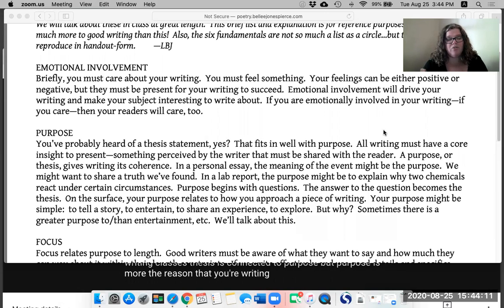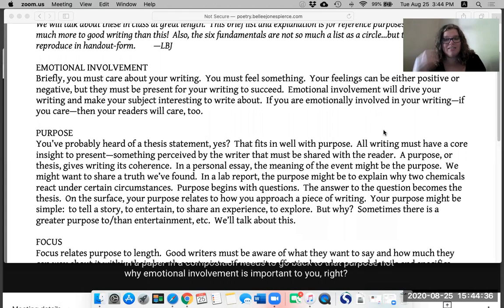It answers the question, why am I writing this paper? That question might have a lot of answers, like to get a good grade, to convince someone, to get my teacher off my back, right? Many, many purposes, but everything that you do in a paper, in a composition, needs to go back to that purpose. And that's why emotional involvement is important too, right?